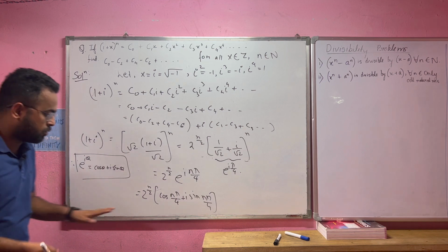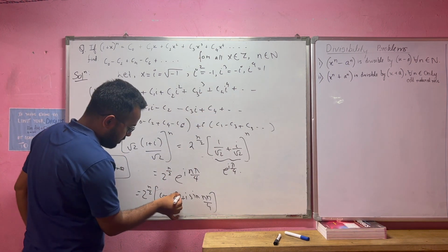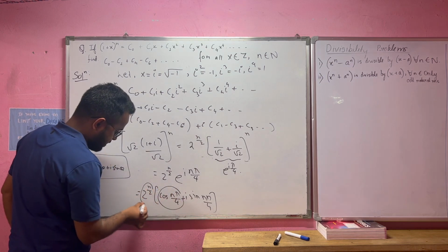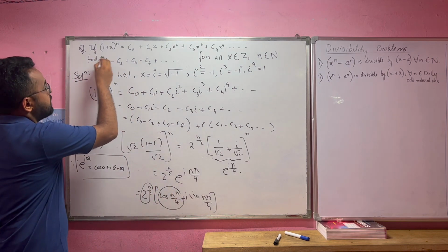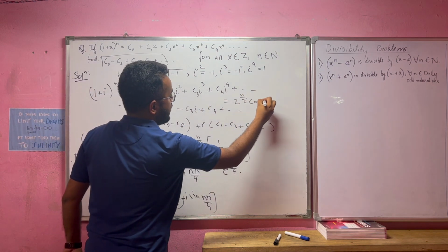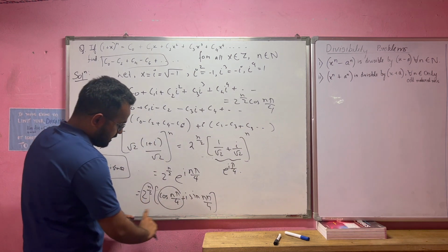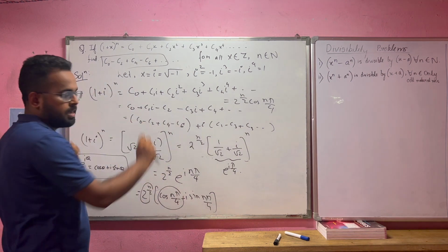Now you split into two parts, the real part and the imaginary part. What will be the real part? The real part will be this one into this one. So hence this particular term will be equal to 2 power n by 2 cos n pi by 4. This one into this one forms the real part and this one into this one forms the imaginary part, and this is the real part.